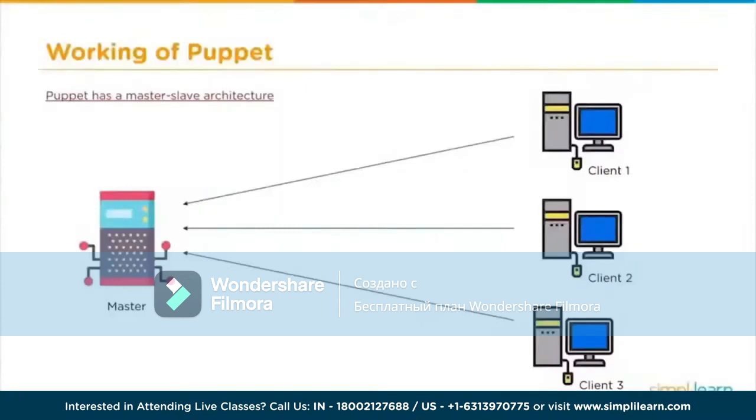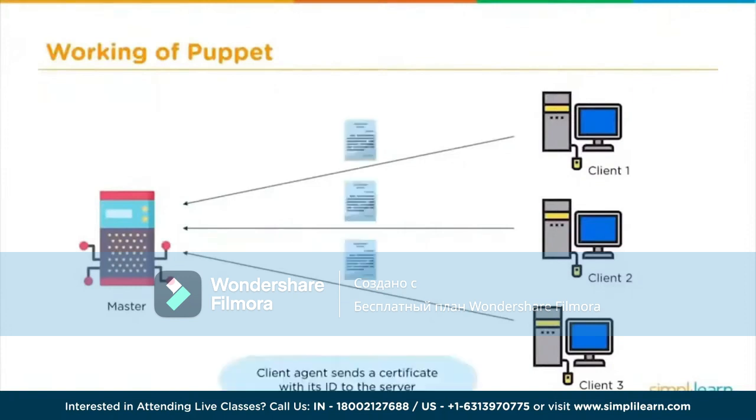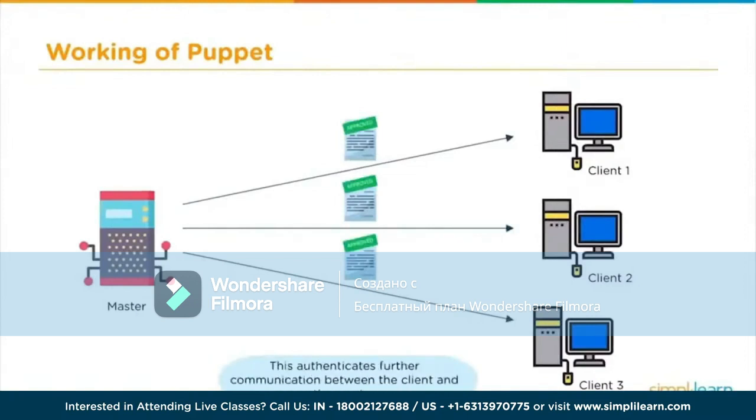The Puppet environment is a master-slave architecture. The clients themselves are distributed across your network and are constantly communicating back to a master server environment where you have your Puppet modules. The client agent sends a certificate with the ID of that server back to the master. The master will then sign that certificate and send it back to the client. This authentication allows for secure and verifiable communication between client and master.